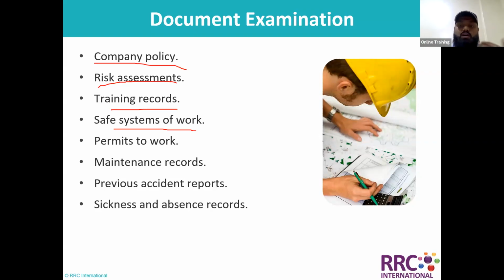Okay, then how are they doing the job over there? Did they get the permit? Yes or no? We need to identify what information is mentioned on the permit. Maybe the permit was already expired and they are doing the job.